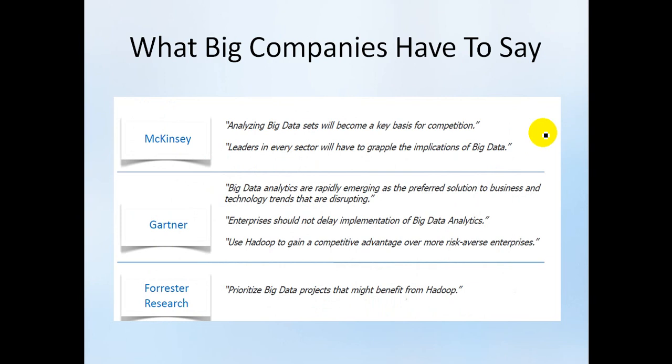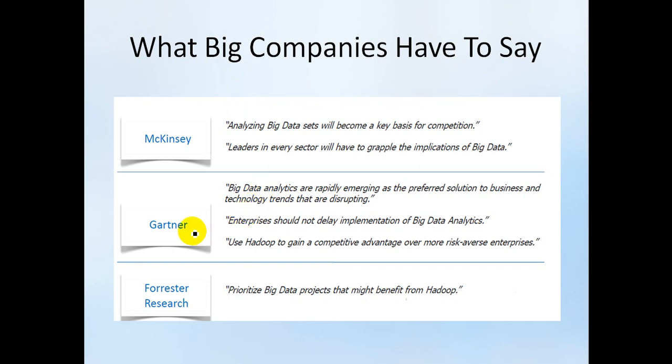So these are a couple of comments which bigger and bigger companies are saying about Hadoop or big data. McKinsey, based on their analysis, says that analyzing big data sets will become a key basis for competition. So every company has started implementing big data practice, or Hadoop actually.